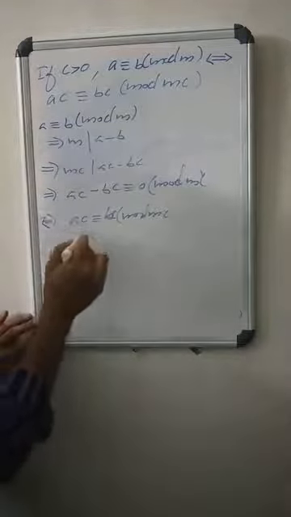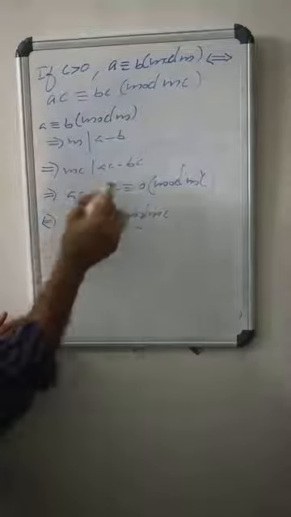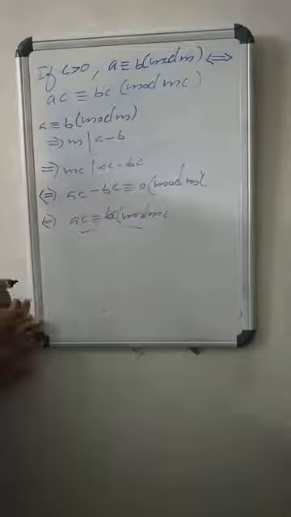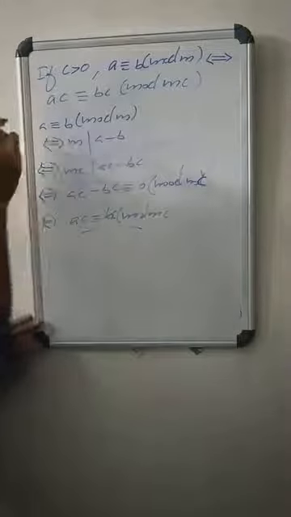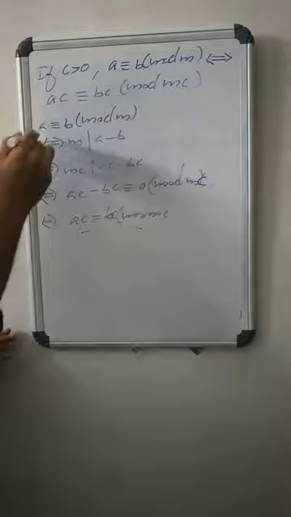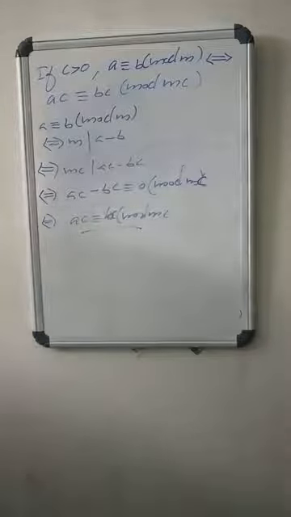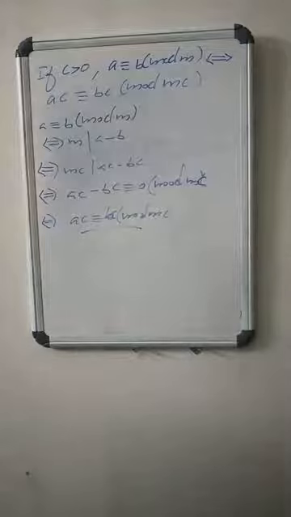Conversely, when ac is congruent to bc mod mc, ac minus bc is congruent to 0 mod mc. That is, mc divides ac minus bc, which means m divides a minus b, that means a is congruent to b mod m. So when a is congruent to b mod m and c is positive, that implies and is implied by ac congruent to bc mod mc.